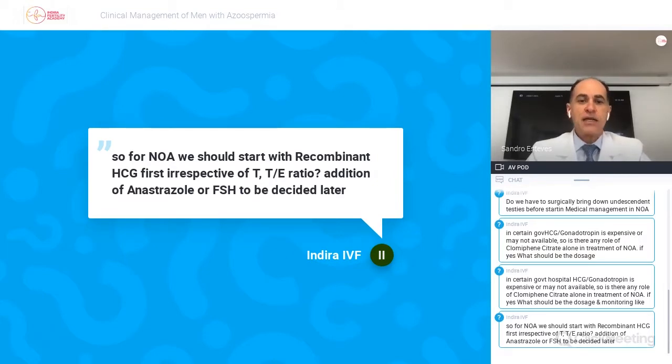But still, in terms of advocating it as a routine, we still need more data to confirm the clinical utility of using hormonal modulation, supported by randomized controlled trials.